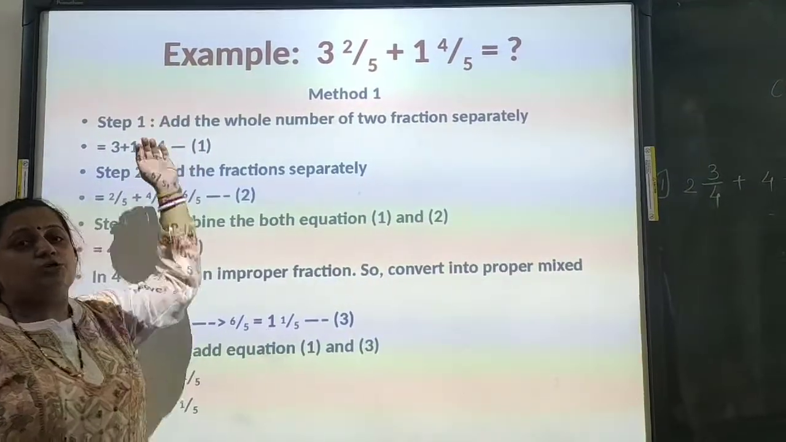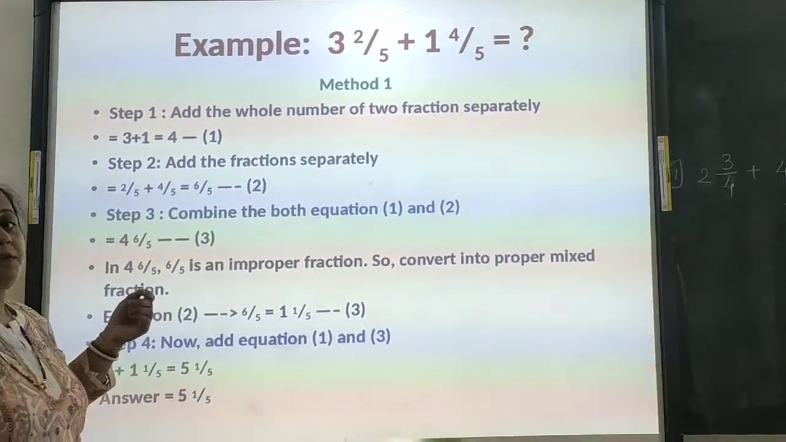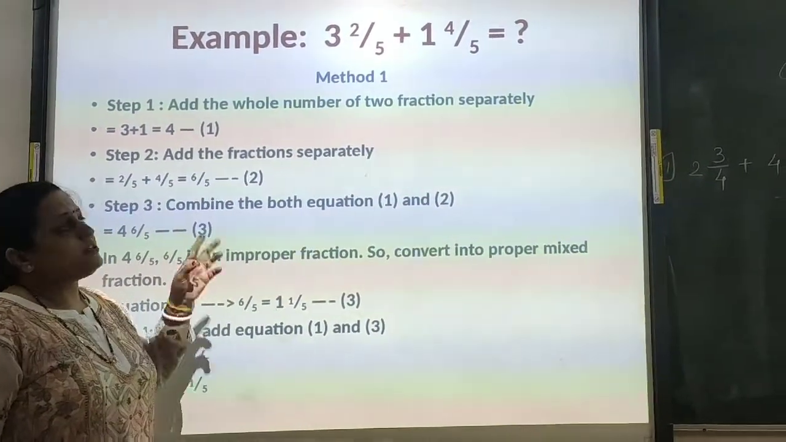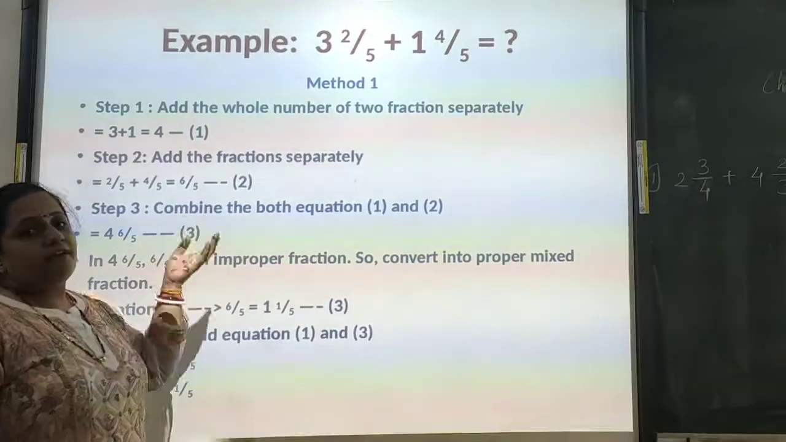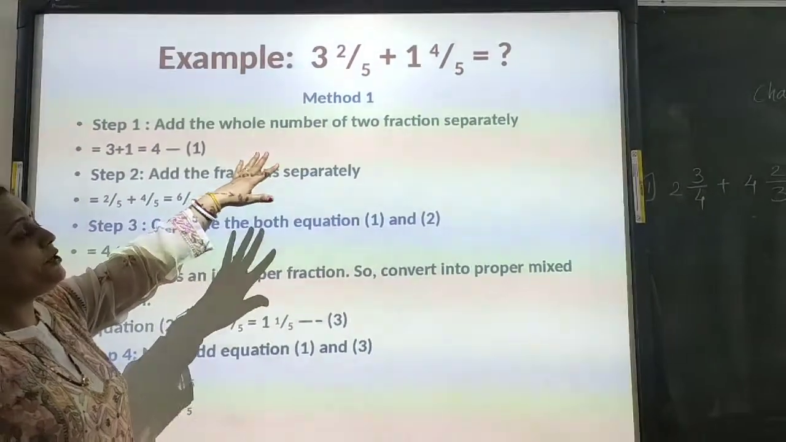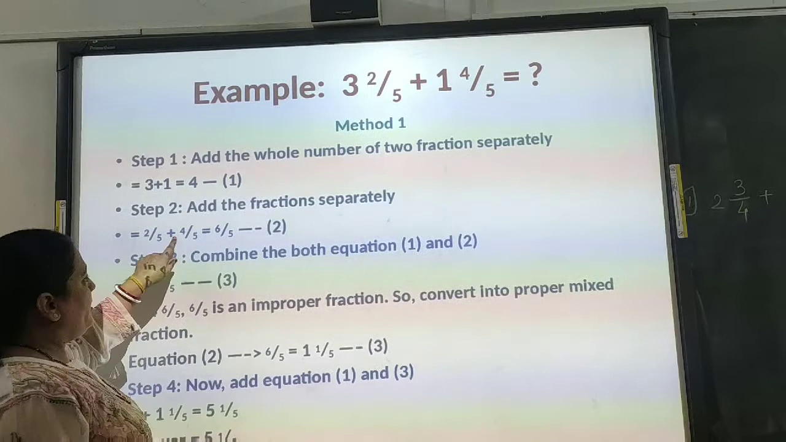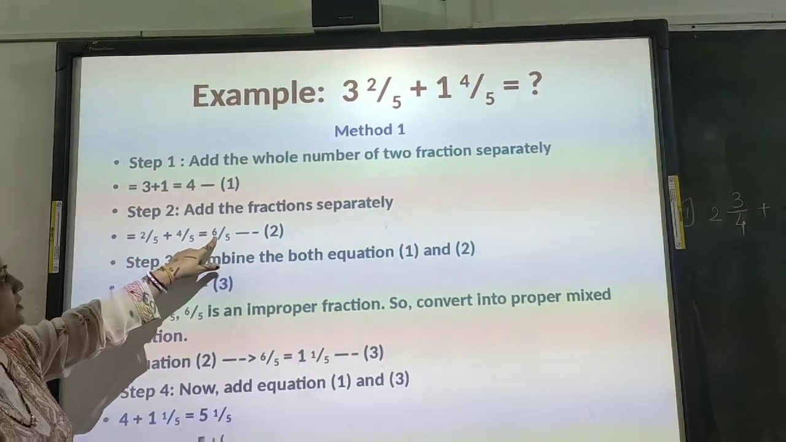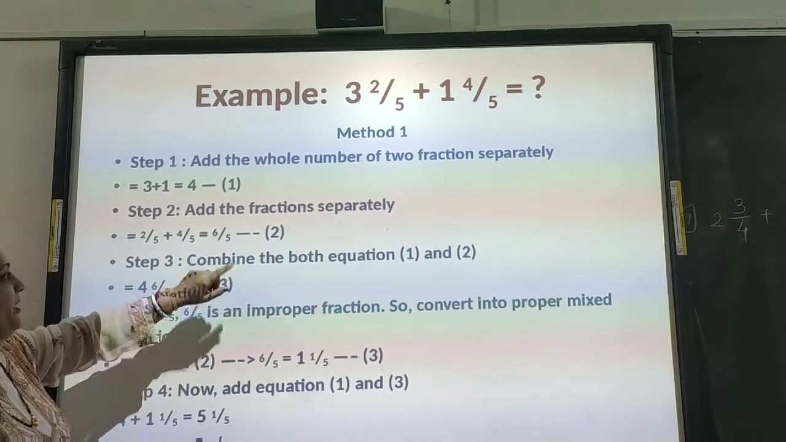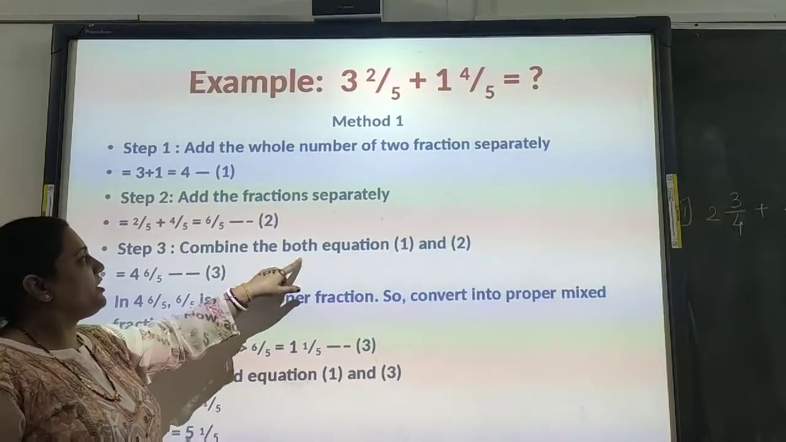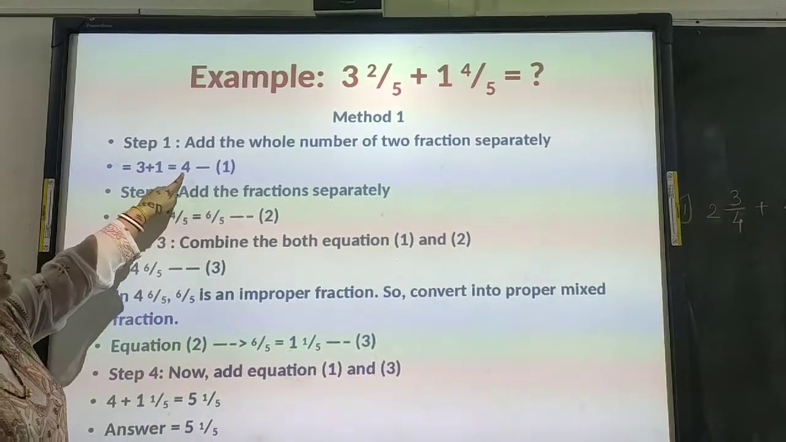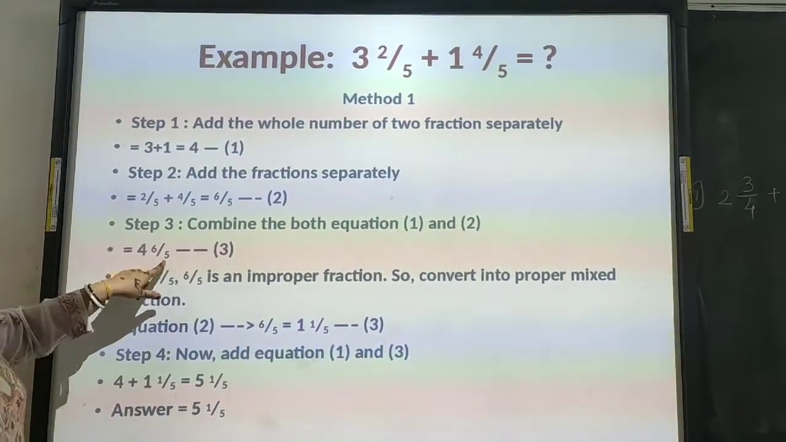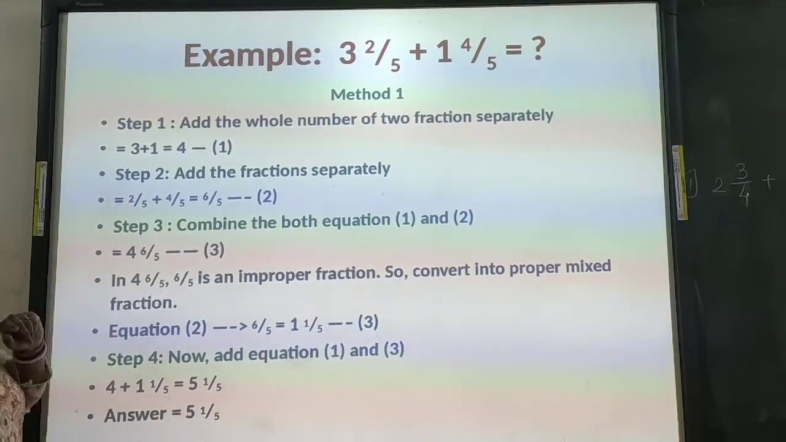We have seen how to add like fractions. Like fractions means those whose denominators are the same. There we simply add the numerators, find the sum, and keep the denominator the same. So 2/5 plus 4/5: 2 plus 4 is equal to 6, so the answer is 6/5. Now combine the first and second results. We got whole number 4 and fraction 6/5, so our answer is 4 6/5.